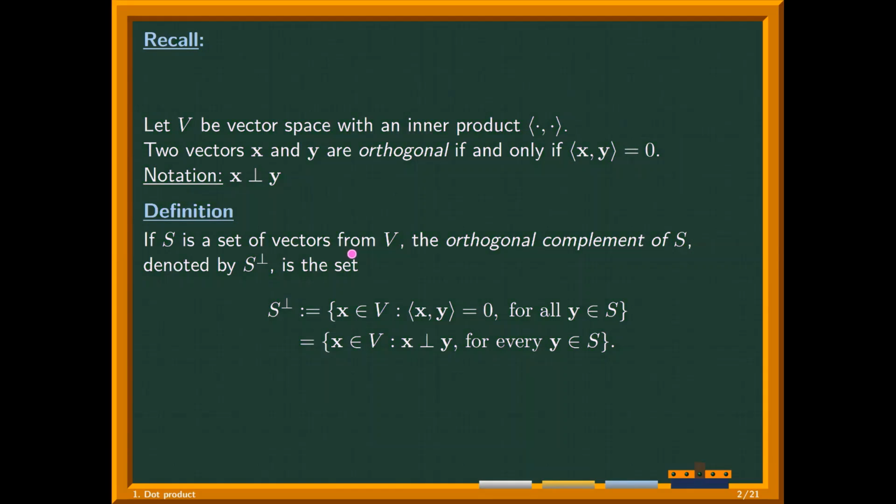Suppose S is a set of vectors from the inner product space, then we define the orthogonal complement of S to be the set consisting of all vectors x in V such that the inner product of x with every element in S is 0. So in other words, S perp, or the orthogonal complement of S, is the set of vectors which are perpendicular to all vectors in S.